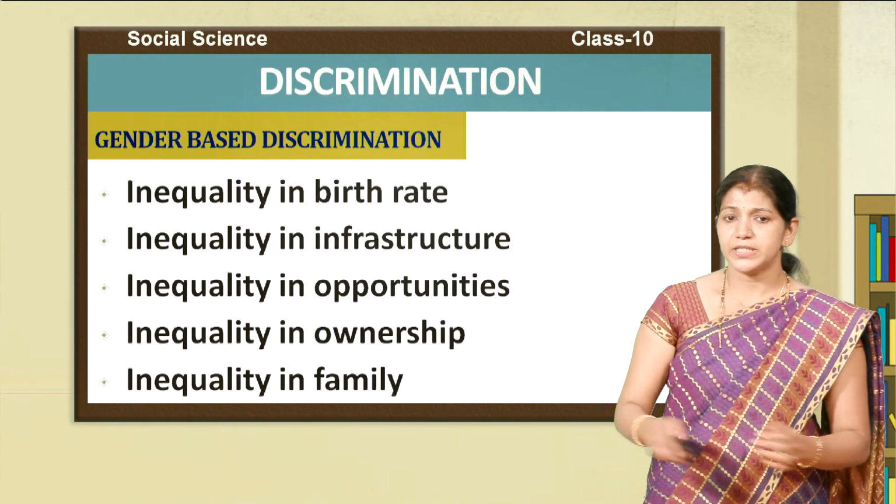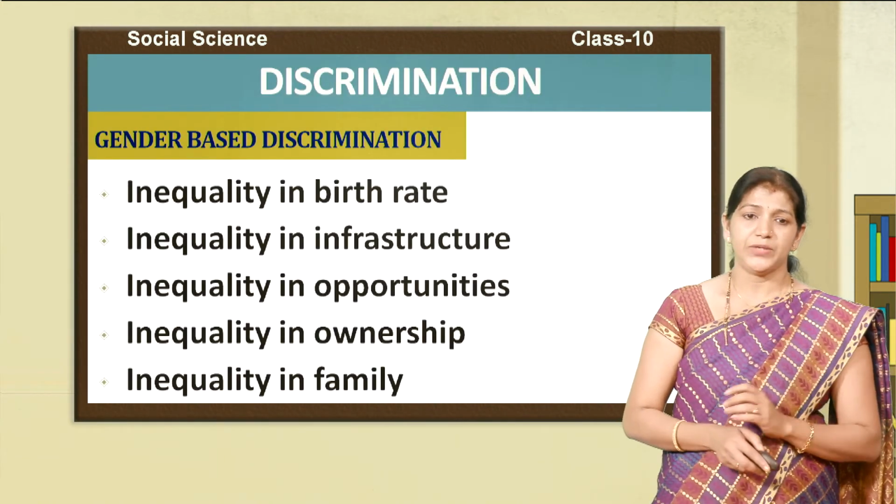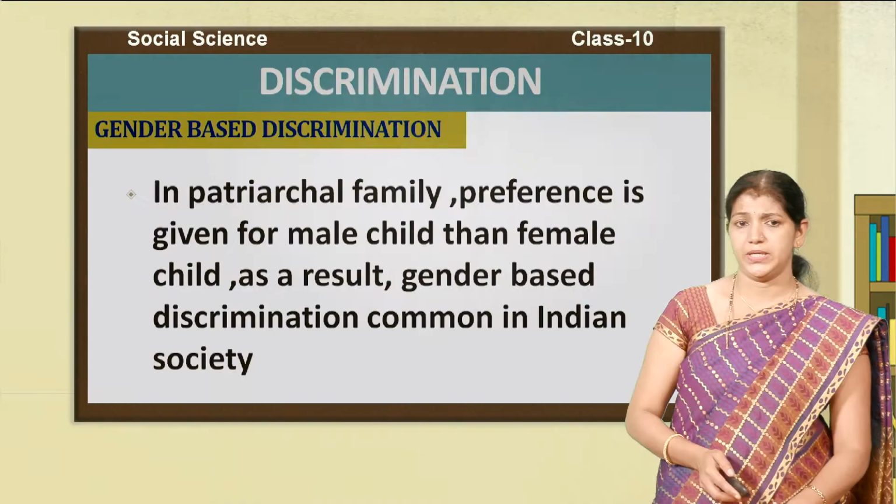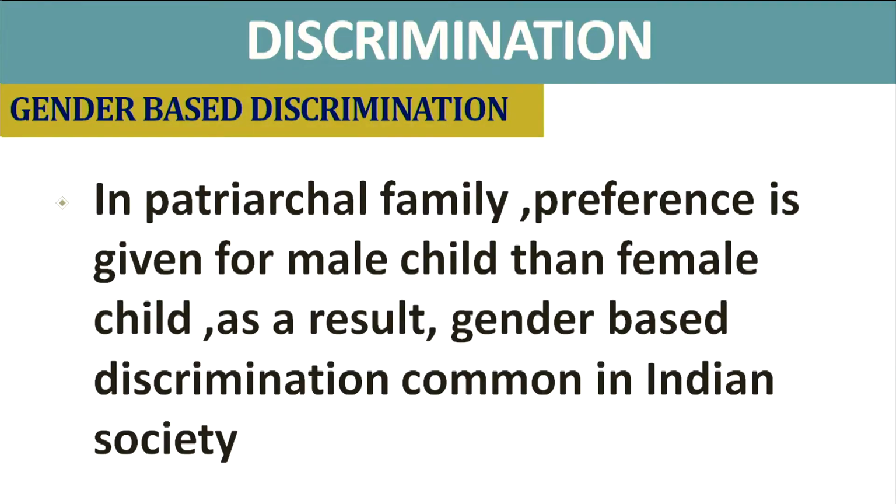What type of discrimination? It creates inequality in birth rate, inequality in infrastructure, inequality in opportunities, inequality in ownership, inequality in family. These are the different types of inequalities in gender based discrimination. In India, we follow the patriarchal family. In a patriarchal family, preference is given to the male child over the female child. As a result, gender based discrimination is common in India.